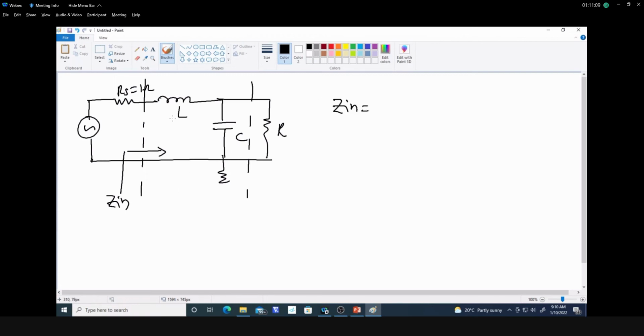So this is in the series case, so that is j omega L plus, again if you see the R and C values, it will be in the parallel case. So that parallel combination we are going to get R into (1 minus j omega C R), divided by 1 plus omega square R square C square. If you just find out the input impedance, you are going to get this equation.